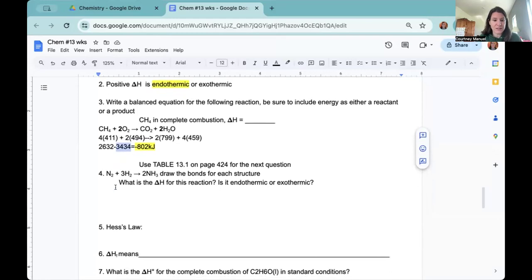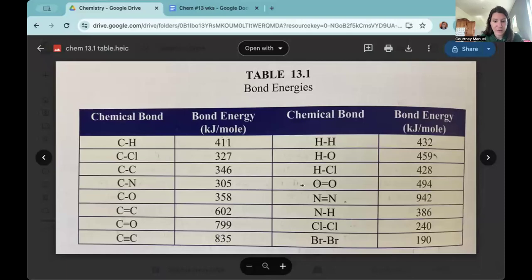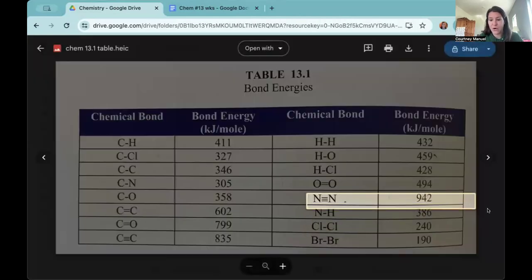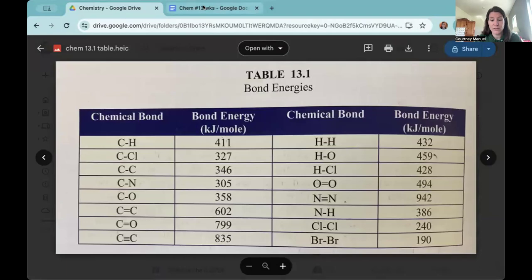Okay, so let's go to the next one. So this is our answer. We can put that right there. All right, so it says to use table 13.1 for the next question and to draw bonds for each structure. Now this nitrogen, we need to figure out what kind of a bond it is, because here we have C to N. Nope, we need N to N. The only N to N on the whole board is a triple bond. That's a pretty good hint that that's exactly what kind of bond we're dealing with.